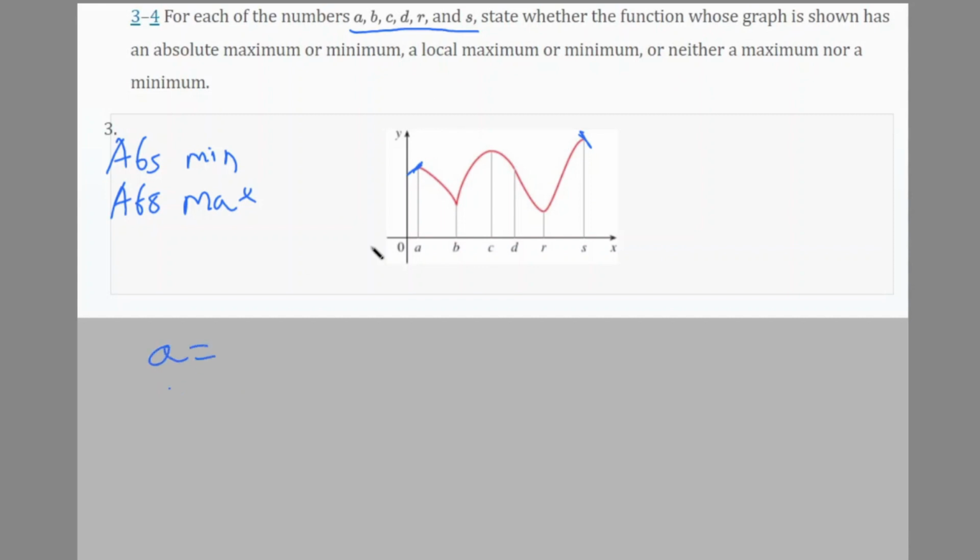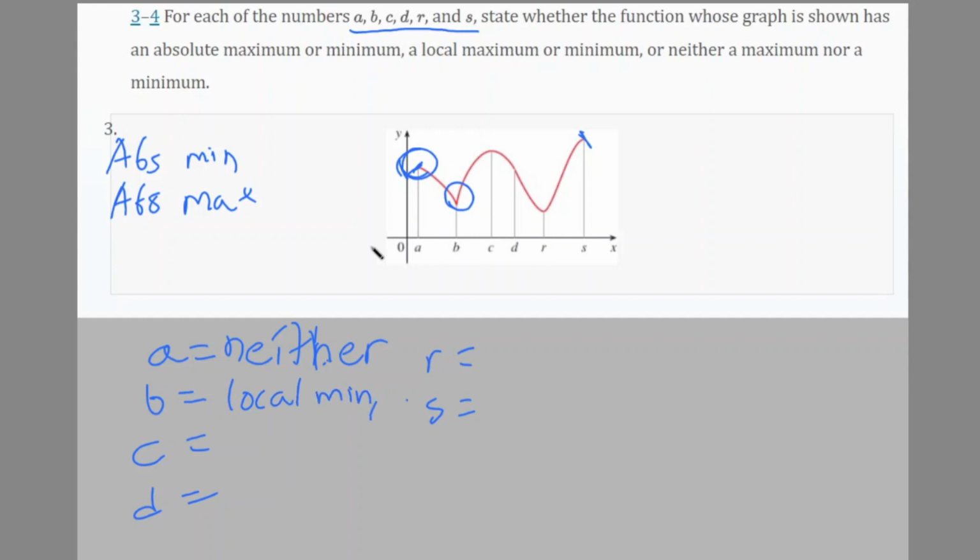So let's write down the letters here. We've got A, B, C, D, R, and S. So A, we already talked about that. That's neither. So we're just going to write neither. And then B is going to be a local minimum because it's not the lowest point in the graph, but is one of the low points in the graph. One way to see if it's a maximum or minimum is to see how the concavity changes throughout the graph. So for B, we are going to write local minimum.